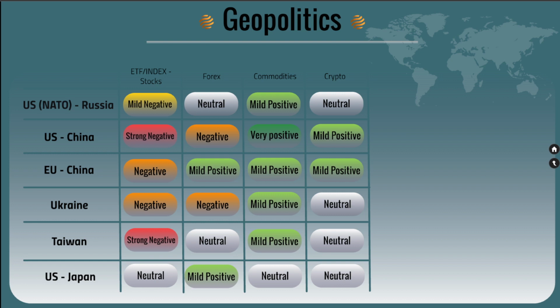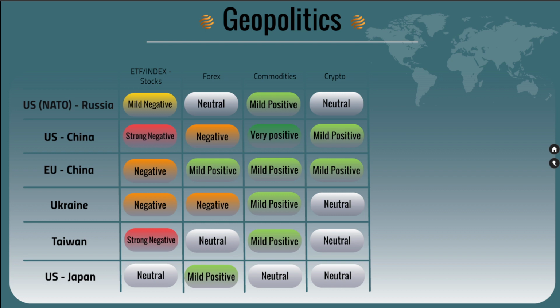So the first one is the relation between the US and Russia, and then the relation between the US and China, between the EU and China, the Ukraine situation on its own, and the Taiwan situation as well. And then the new relationship, which is the US-Japan relationship, because Japan is considering starting to raise rates, which is obviously a monetary policy change. And if they go with quantitative tightening, this will be a very large impact on the bond market and the Forex market as well.